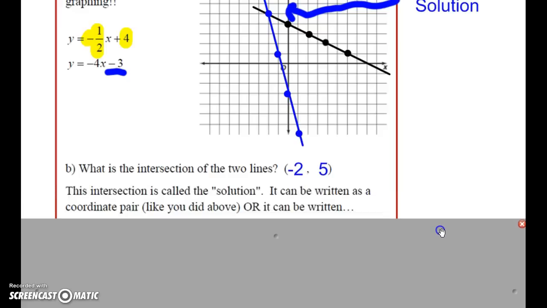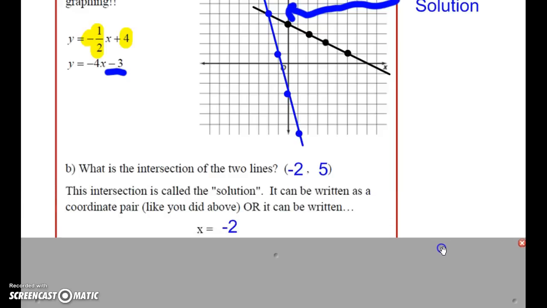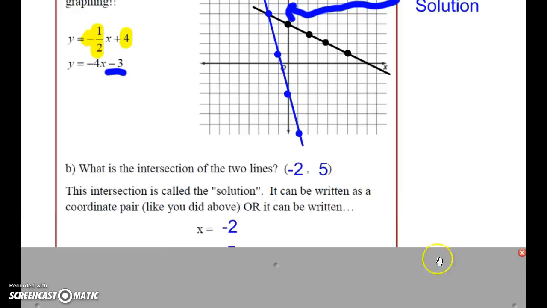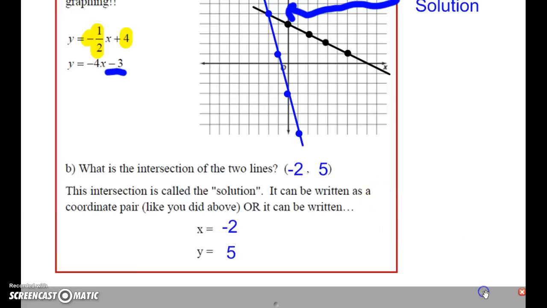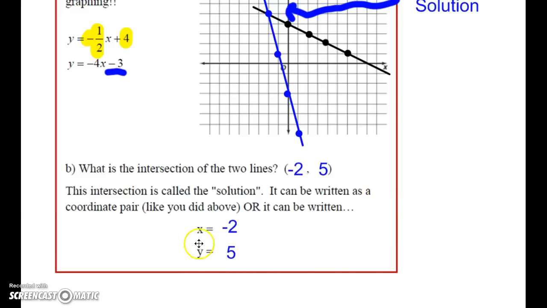Now, the intersection of the two lines will be (-2, 5). This is called the solution, and it can be written as a point like you see above, or it could also be written as a solution: x equals -2, y equals 5.